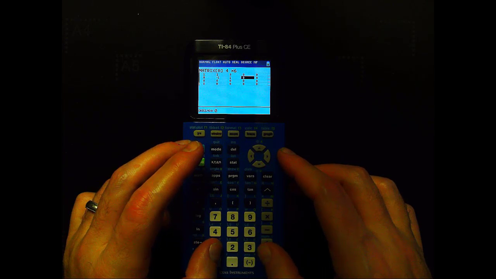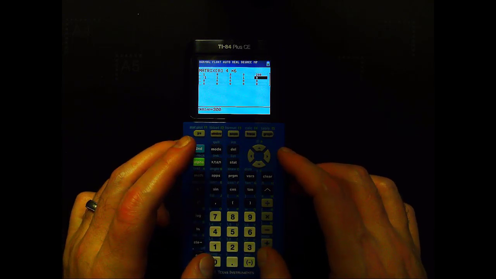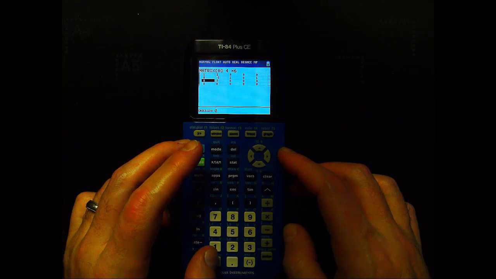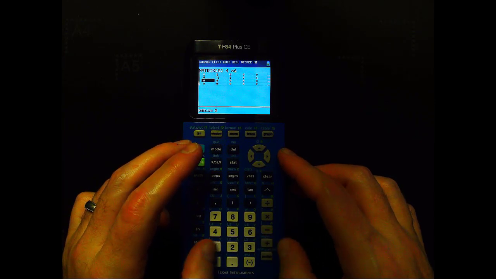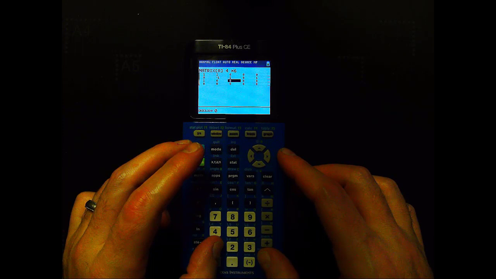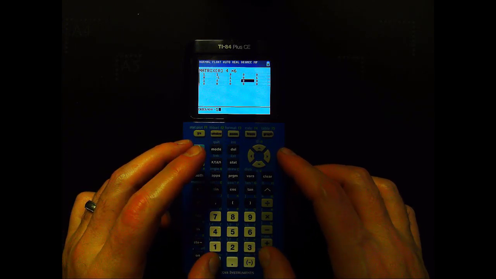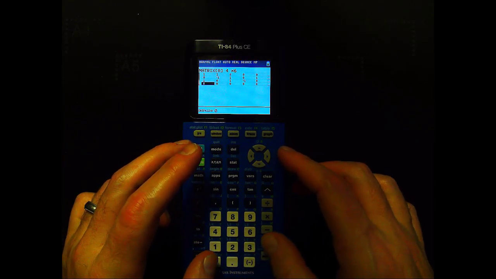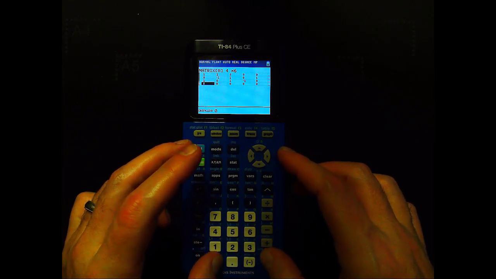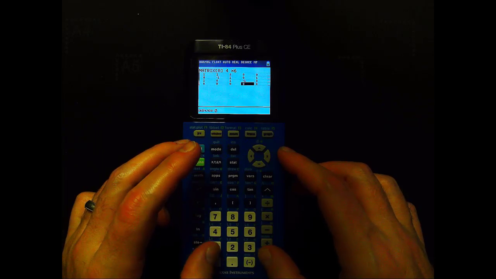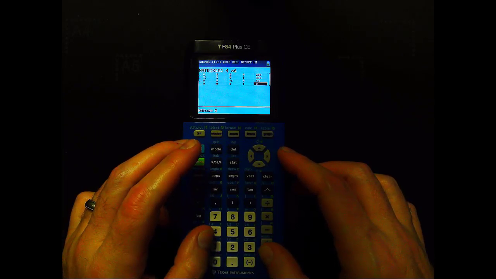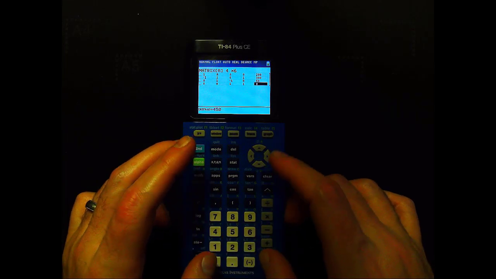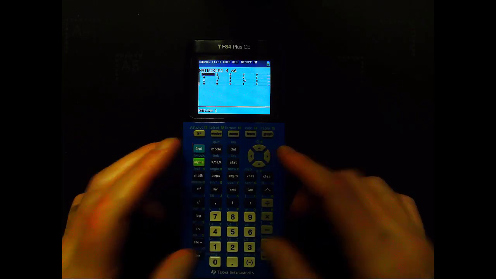Followed by 1, 0, 1, 0, 0, and then 50. Then 0, negative 1, 1, 0, 1. We have 300, followed by 0, 0, 0, 1, 1, and 450.